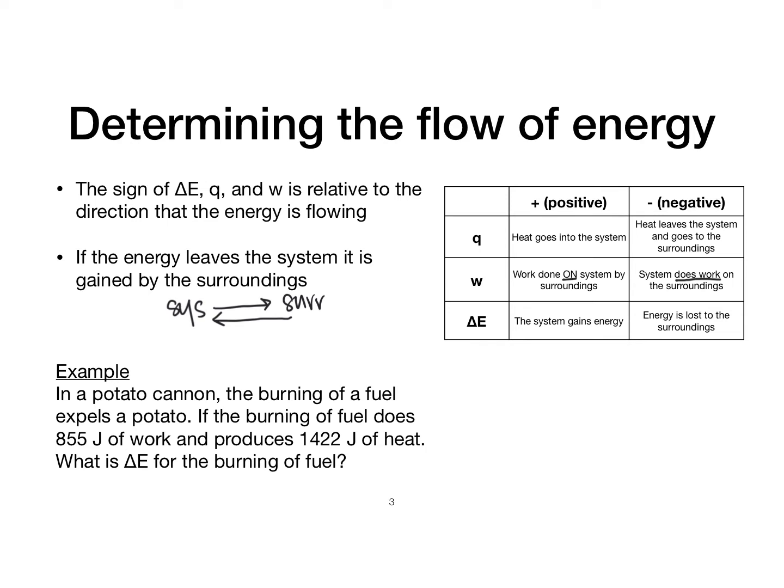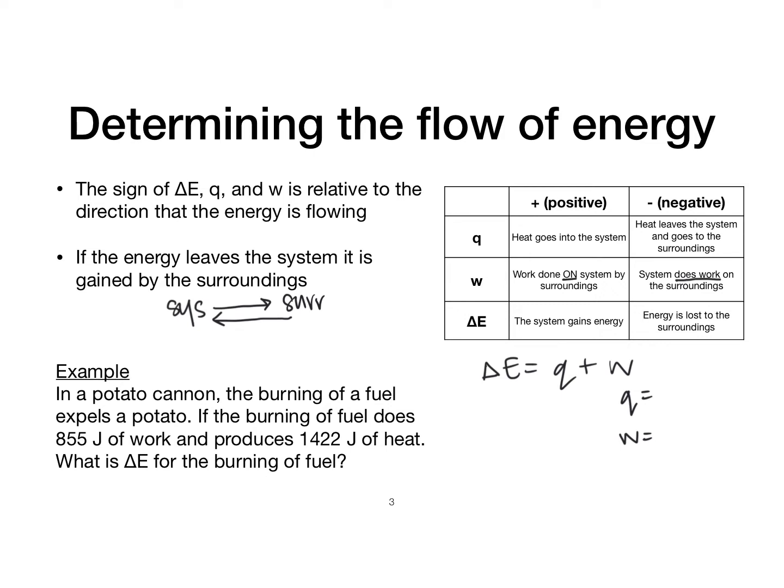So in a potato cannon, which is a PVC pipe where you put a potato inside, you light an accelerant on fire, and then the potato is ejected from this tube. The burning of the fuel, or the accelerant, is going to expel this potato. If the burning of the fuel does 855 joules of work and produces 1422 joules of heat, what is delta E for the burning of the fuel? So delta E equals Q plus W. On the surface, this is a really simple calculation. The reality is we need to think about what Q equals and what W equals.